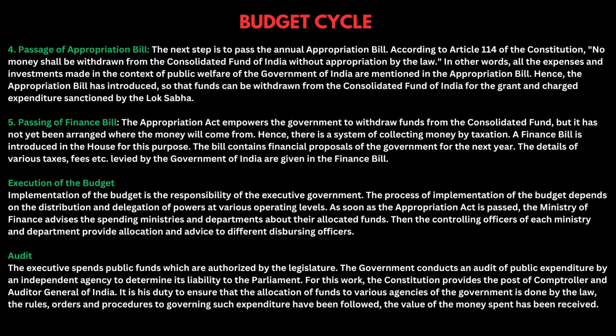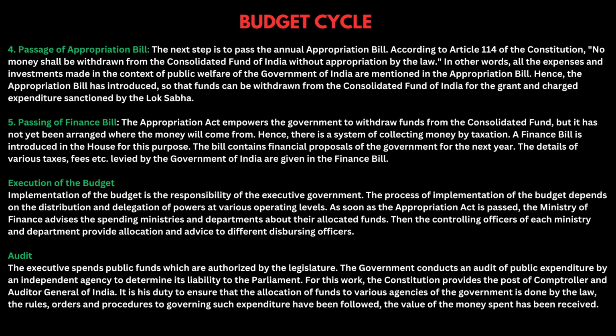Execution of the budget. Implementation of the budget is the responsibility of the executive government. The process of implementation of the budget depends on the distribution and delegation of powers at various operating levels. As soon as the Appropriation Act is passed, the Ministry of Finance advises the spending ministries and departments about their allocated funds. Then the controlling officers of each ministry and department provide allocation and advice to different disbursing officers.